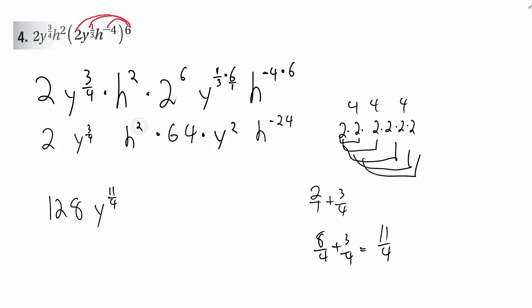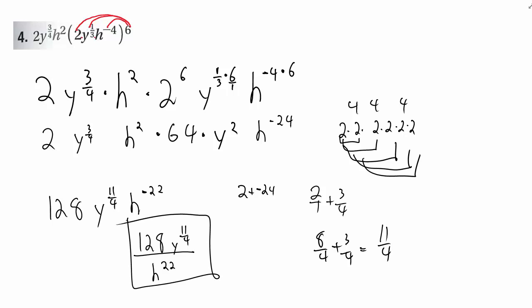The h, we got a 2 here. We got a negative 28. If you add 2 and negative 24, you get negative 22. So h is to the negative 22. We don't like to leave negative exponents in our final answer, so that's going to go on the bottom. So you get 128 y to the 11 fourths all over h to the 22nd power, like so.